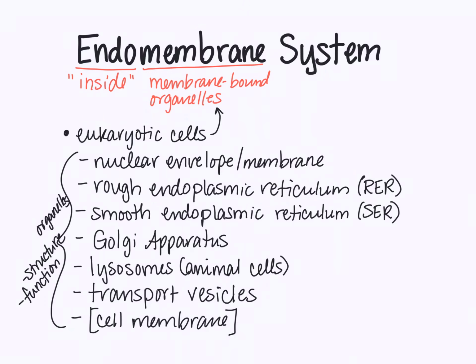It is also important to note that the endomembrane system does not include all of the membrane-bound organelles. For example, mitochondria and chloroplasts are not part of this system. Even though the mitochondria and chloroplast are membrane-bound organelles, they are not part of the endomembrane system.